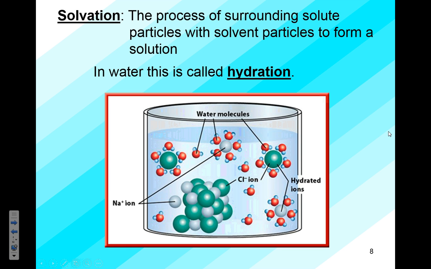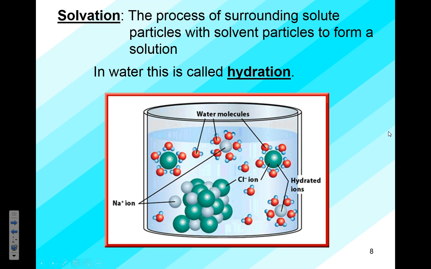Now, the general process of dissolving we refer to as solvation, the surrounding of a solute particle by the solvent particles to form a solution. Now, one particular type of solvation we're often interested in is when water is our solvent. We refer to that solvation process as hydration. And you can see in the picture here our cations and anions are being surrounded by water molecules.